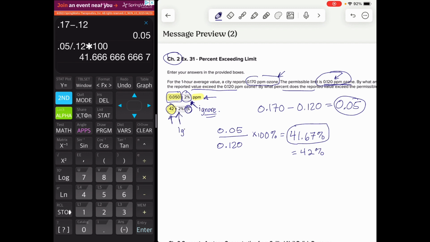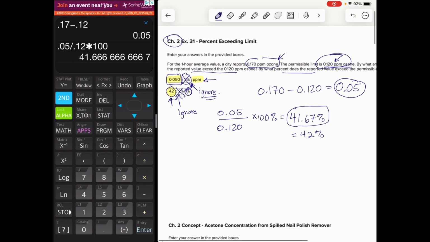Ignore the plus or minus 2% that you see when you look at that answer. Anything after the plus or minus is not actually part of the answer. That's telling you what the wiggle room for that answer is.